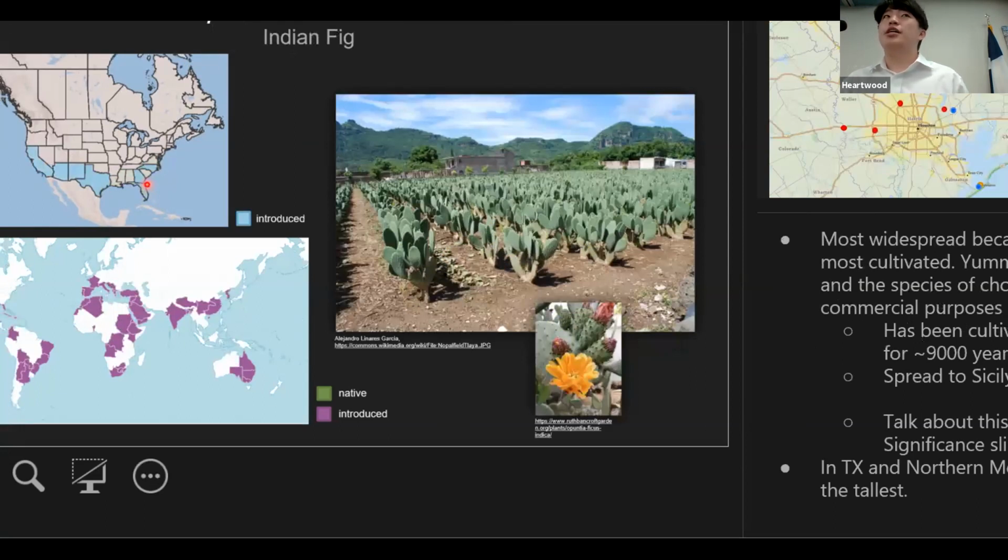I also want to discuss the most commercially important cactus species, the Opuntia ficus-indica, or the Indian fig prickly pear. As you can see in the picture, they are cultivated just like any other crop for their fruits, and even their pads are used as a vegetable. While they're not native to America or the United States, they have been introduced in many other countries. It's native to Mexico.